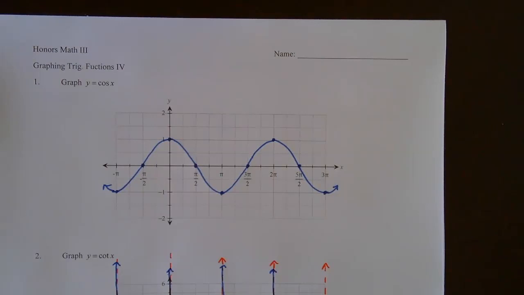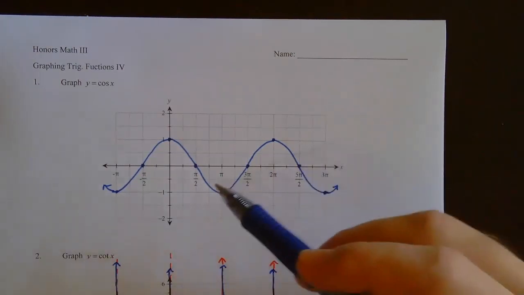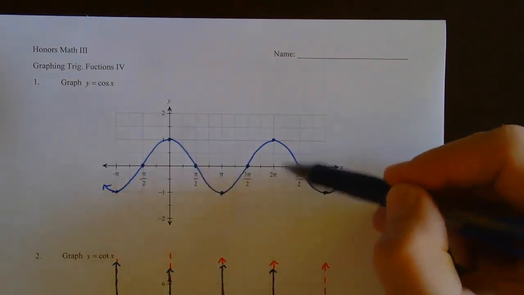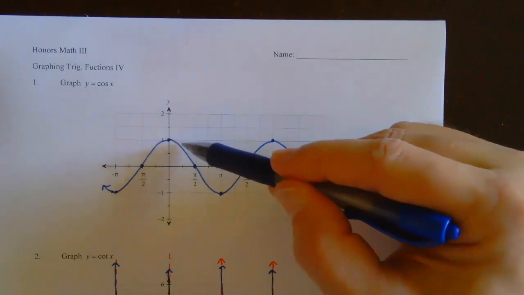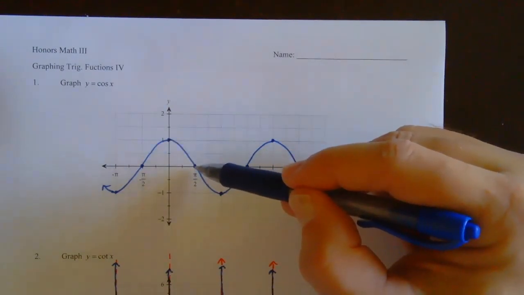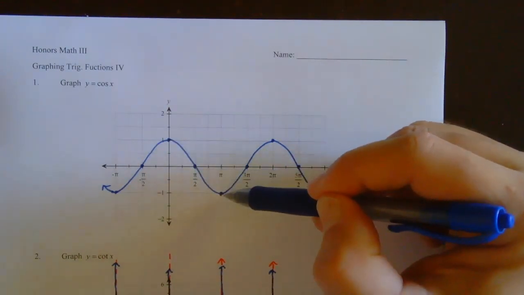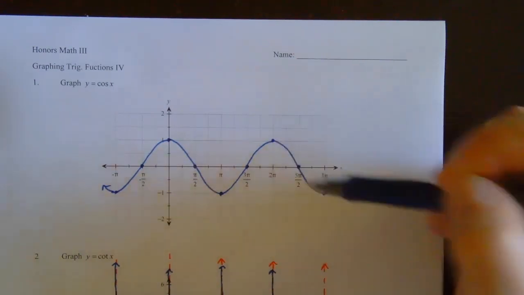Okay, so this is what you should have gotten. Cosine, the period, how long it takes to repeat, is 2 pi, so 0 to 2 pi. It starts at 1 right here on the y-axis and then comes down to pi over 2 on the x-axis and then down to -1 at pi and then back up, okay?